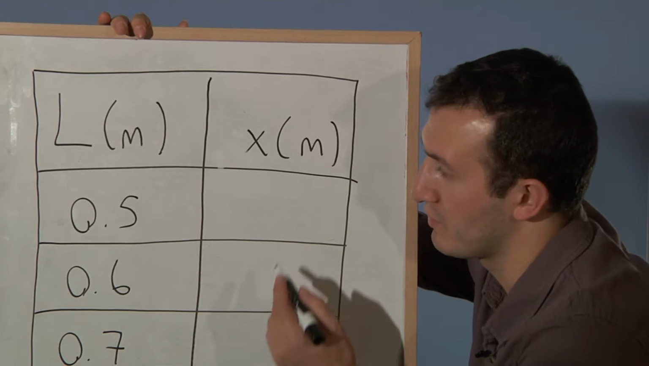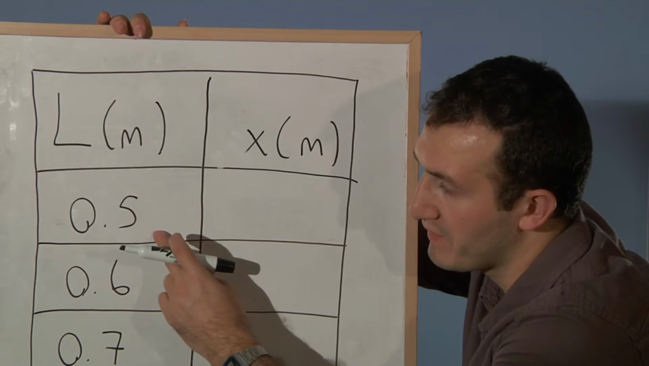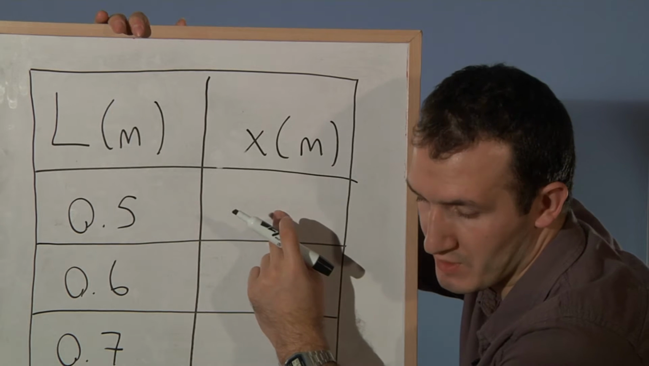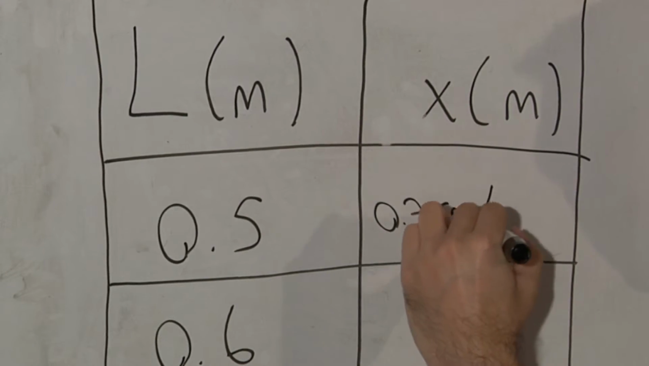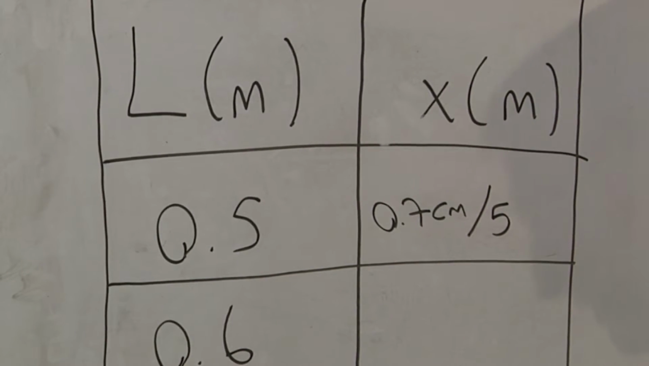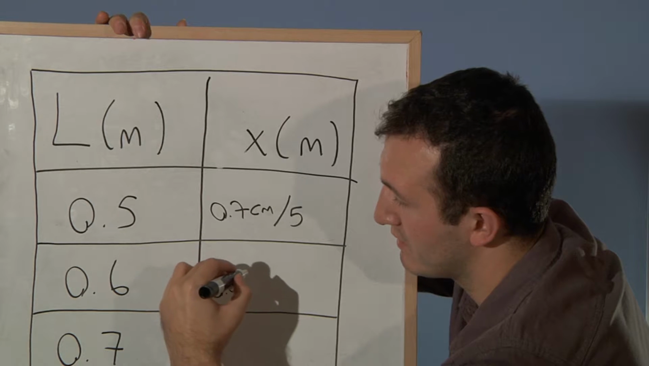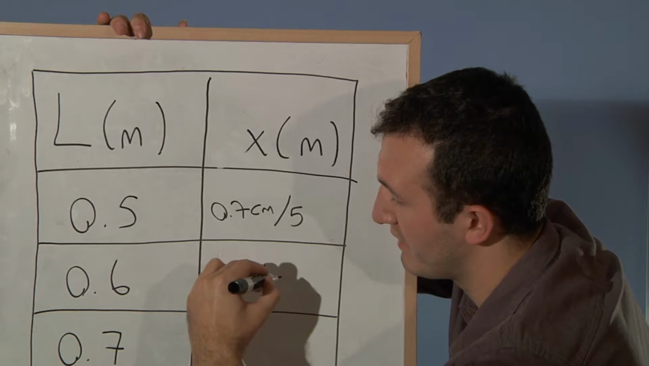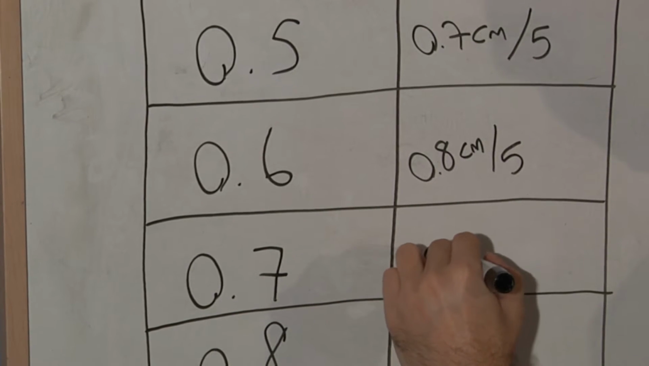All right, now we're going to put our data to our table. And for 0.5 meters, I measured 0.7 centimeters divided by 5. And for this, 0.8 centimeters divided by 5. For that, 0.9.